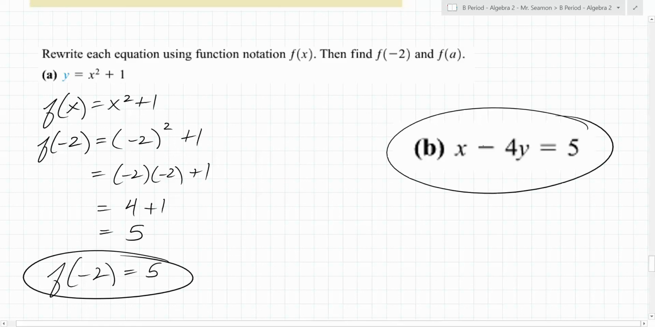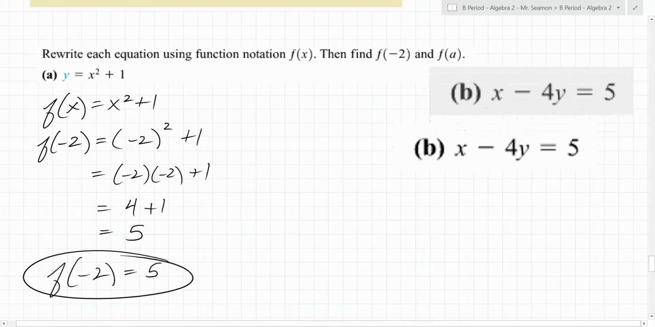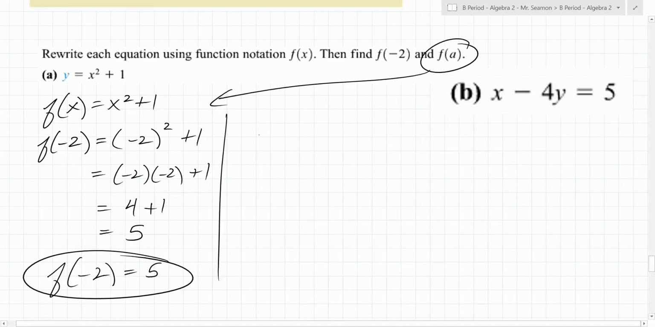What about over here? Is y isolated? Well, before we jump to that one, let's do f of a here on this one. All that means is instead of x, you're writing a. So that's going to be a squared plus 1. Now, let's work on this one.